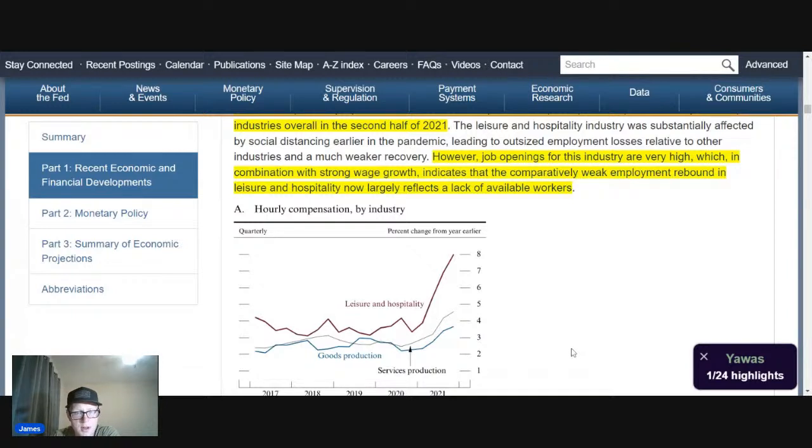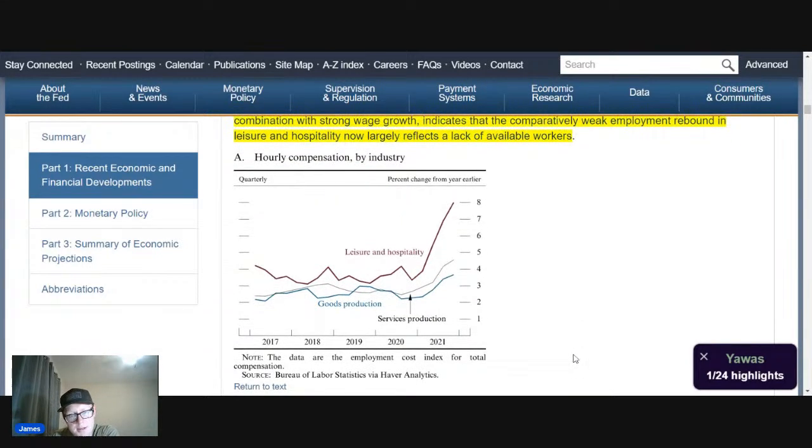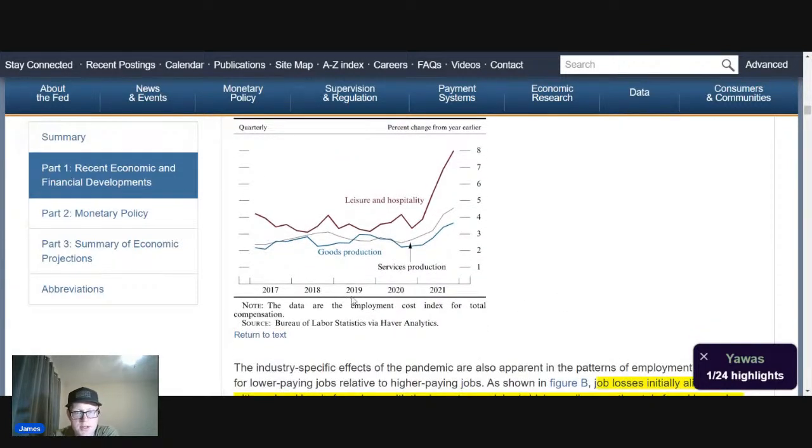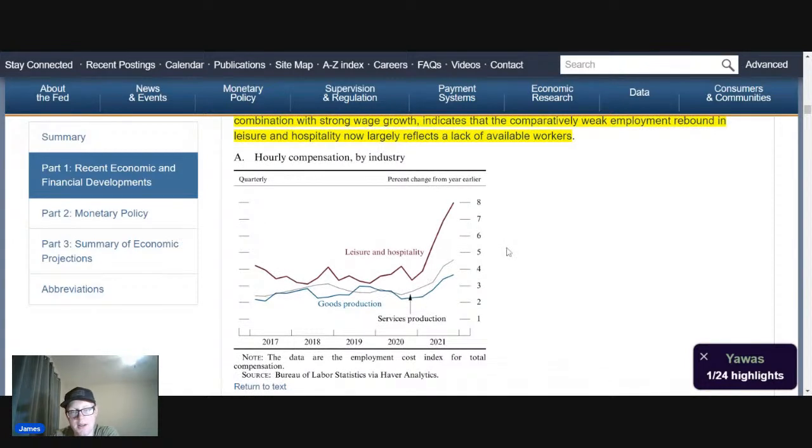I don't remember. Anyways, there you go. And here's an actual graph. So we see leisure and hospitality just skyrocketing, which, I mean, this makes sense, trying not to get away from my previous point. Especially with everything that's been going on, it's a hard industry. It is, but it isn't.